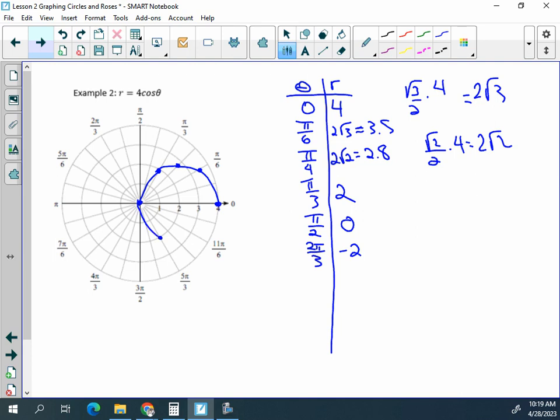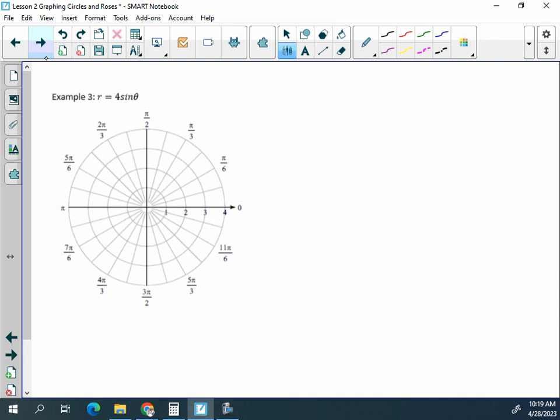Okay, then we've got 3 pi over 4. Cosine of that is negative square root of 2 over 2 times 4 is going to be negative about 2.8. So at 3 pi over 4, negative 2.8, somewhere around there. Okay, and then 5 pi over 6, cosine of 5 pi over 6 is negative square root of 3 over 2 times 4 is about negative 3.5. Then cosine of pi is negative 1, and negative 1 times 4 is negative 4. So we're back to the beginning. So notice we have a circle. Okay. Then r equals 4 sine theta.